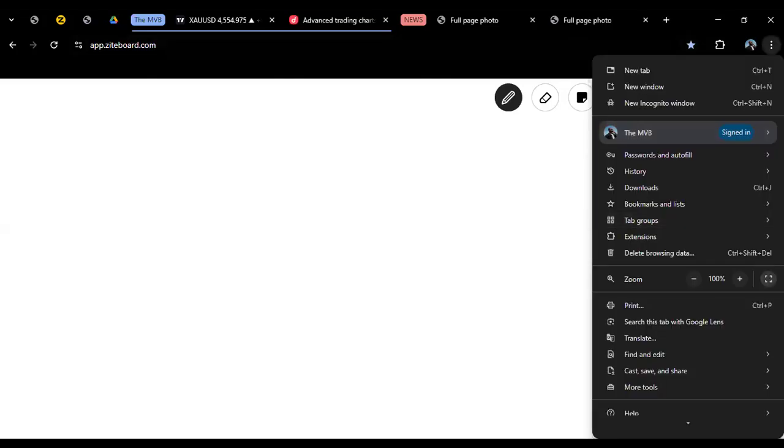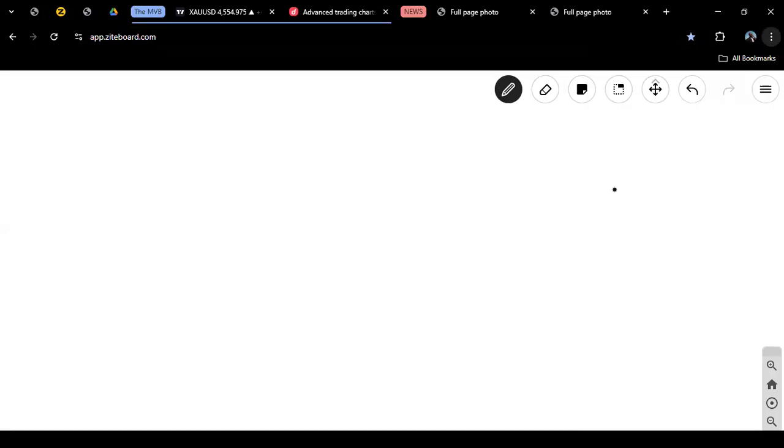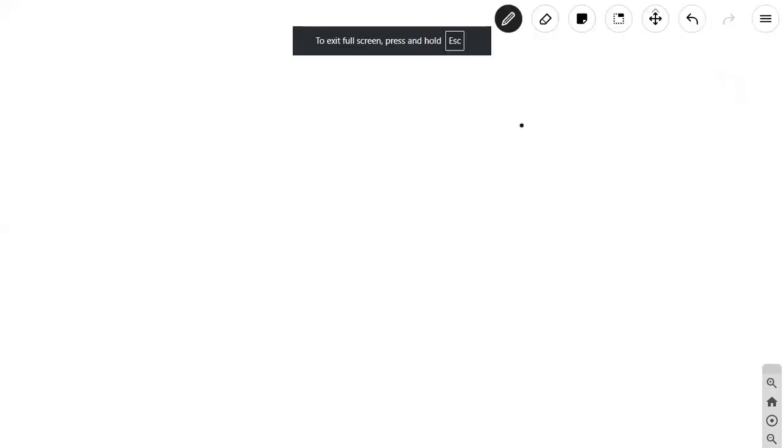Hello, welcome. So today I'm going to talk about the entries of SMC and ICT, and mostly I'm going to talk about order block and fair value gap. It's different from what everyone knows about, but I'm going to teach you what I know about order blocks and fair value gap. So, starting with order blocks.